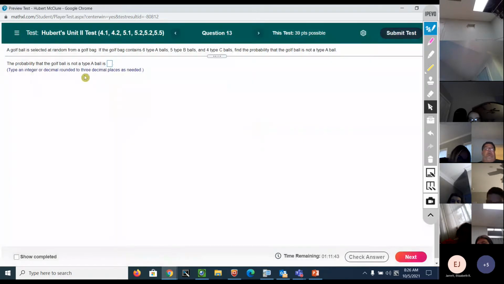Here's your golf ball problem. A golf ball is selected at random from a golf bag. Remember, we went through marbles and golf balls. If the golf ball bag contains 6 A, 5 B, 4 C, find the probability that the golf ball is not type A. Complement. Not type A.